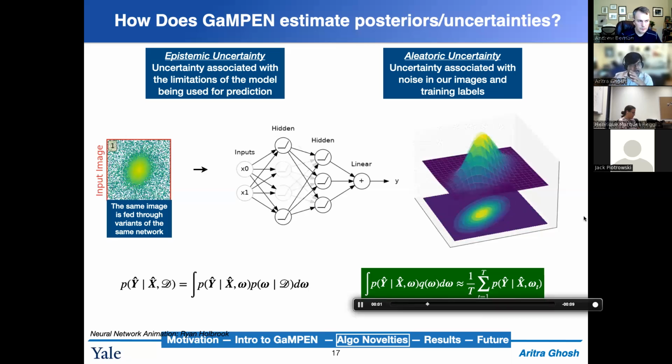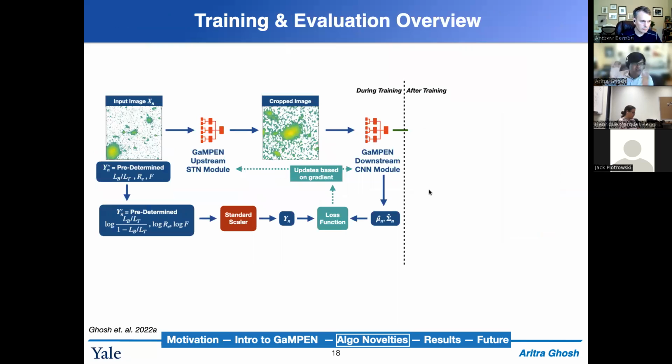And now you need to combine both these things. I talked about two different forms of uncertainties, and now you just need to bring them together. And what we do over here, this gives you an overview of the entire process that we use for our training and evaluation. So you have some input images. For these input images, you have your predetermined answers, which you know. You feed them into the STN, which crops it, and then you feed into the downstream convolutional neural network, which gives you the estimate of the mu and the sigma, that is the parameters of the multivariate Gaussian. And based on this, you calculate the loss function, and then you train it. This is during training. This is while you're training the framework to do different things.